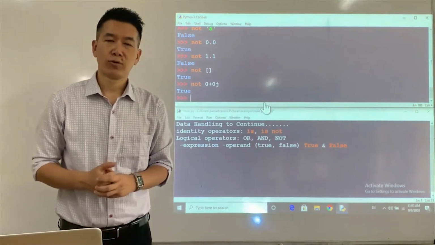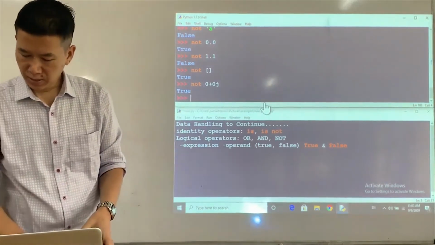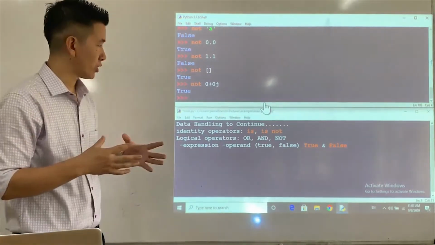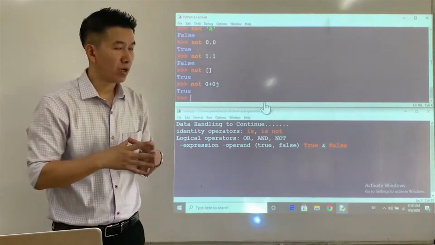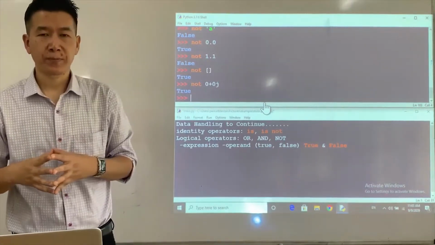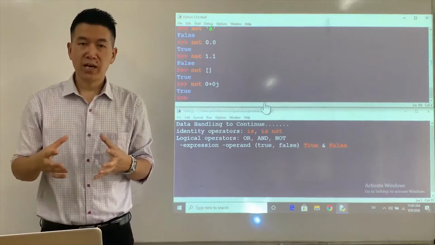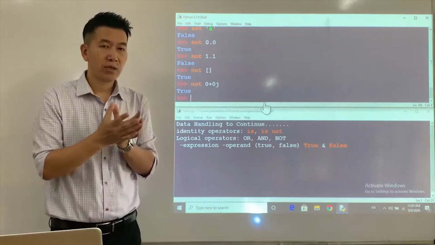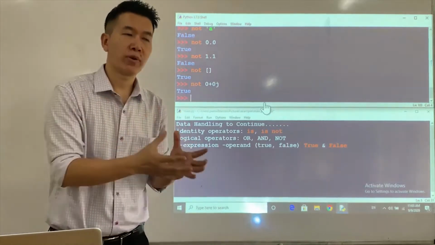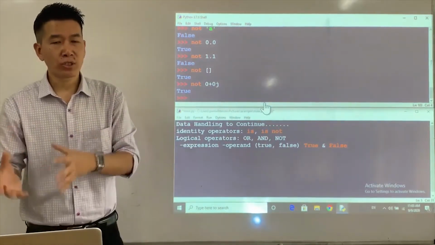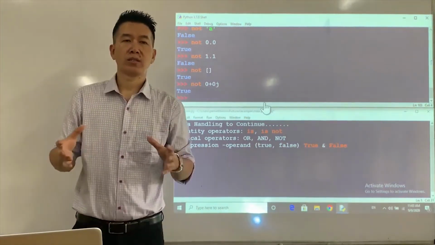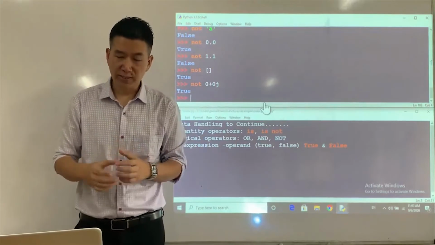Okay, let's continue. Next, we'll deal with one aspect of calculation, which is to do with operator precedence and operator associativity. At times you could have a very complicated expression in which you will have the operators of arithmetic, logical, relational, and identity. The question is, which operator has to be evaluated first?